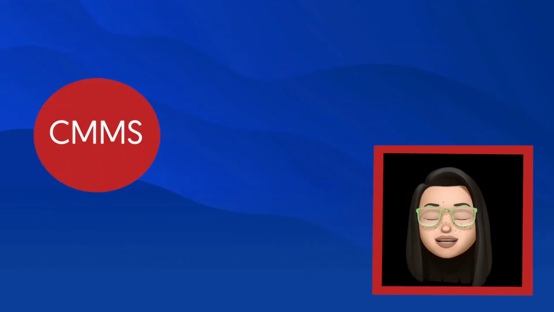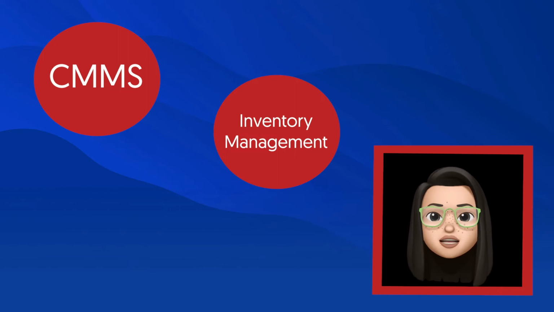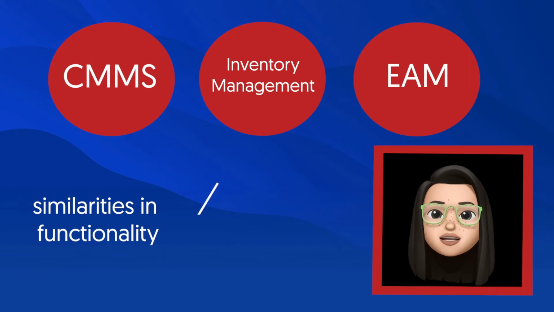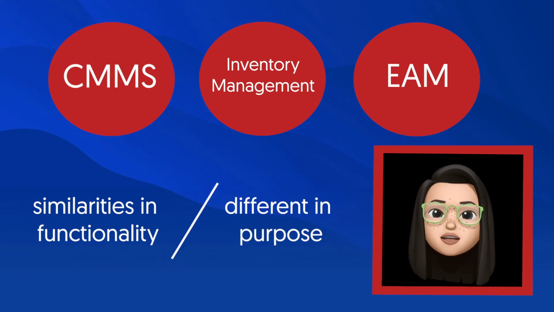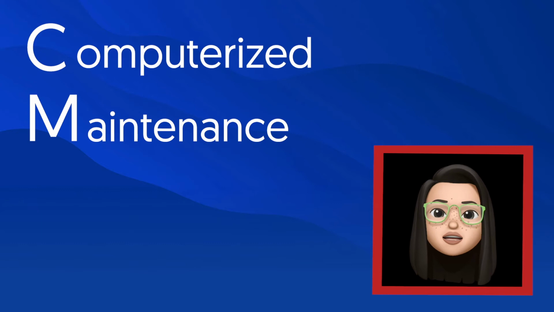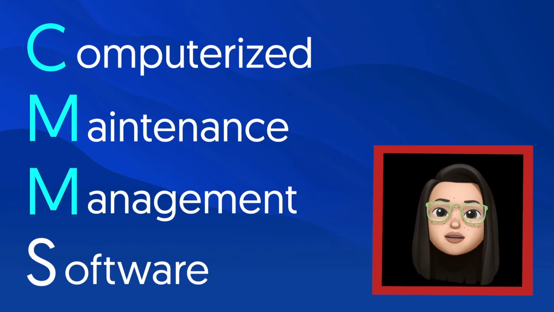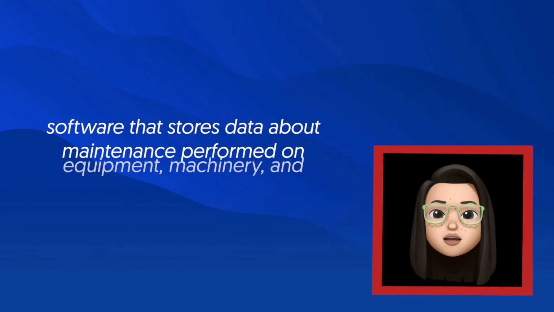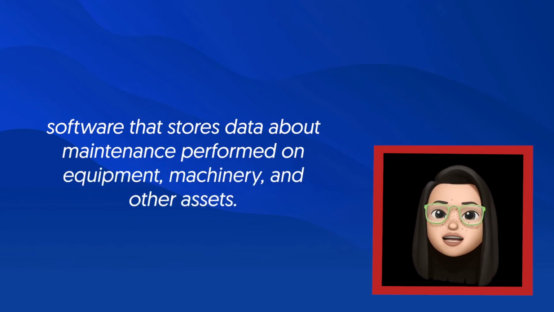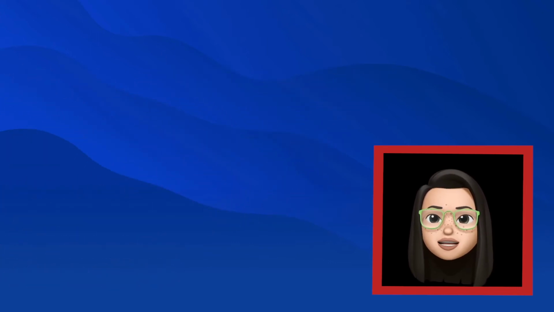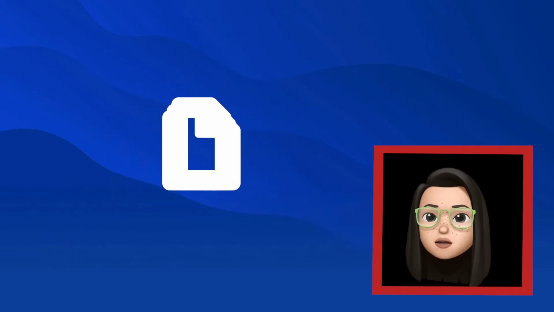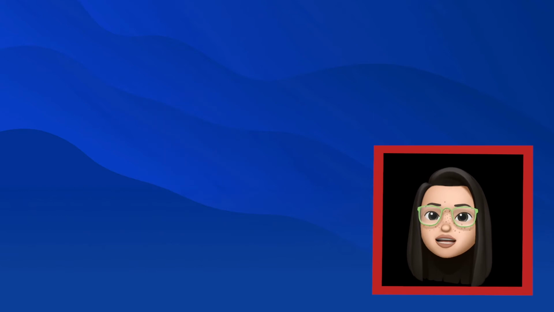First, we looked at CMMS, inventory management, and EAM softwares. Though the three share some similarities in functionality, they are different in their purpose for a maintenance program. Computerized Maintenance Management Software, or CMMS, is a software that stores data about maintenance performed on equipment, machinery, and other assets. A CMMS eliminates the need for manual spreadsheets, consolidating all work order management and asset management into a desktop and mobile application solution.